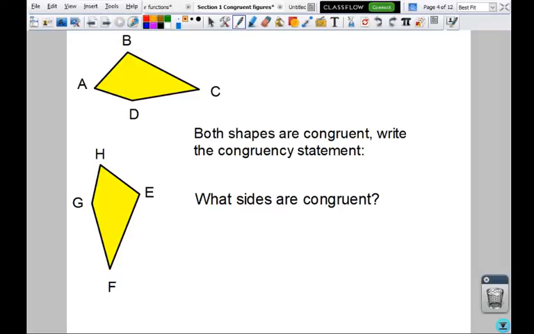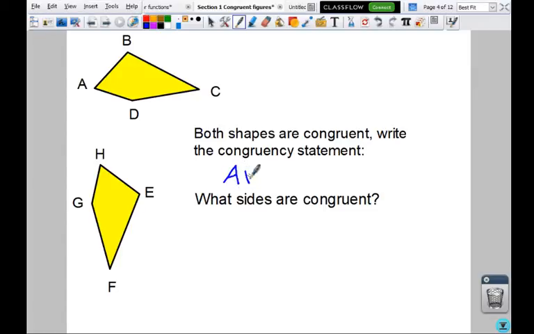Alright, so we're going to do the same type of thing. We're just going to look at this shape here. Both of these shapes are congruent. We're going to write the congruency statement. I didn't get the polygon. When it talks about a congruency statement, that just means show the left shape is congruent to the right shape, or in this case, top and bottom shape, and show it mathematically.